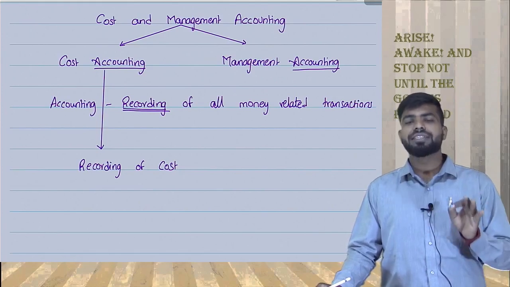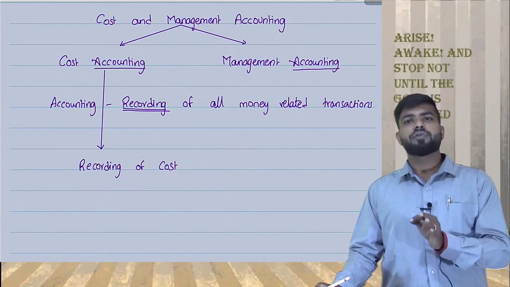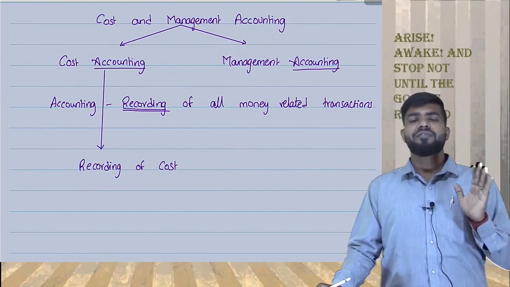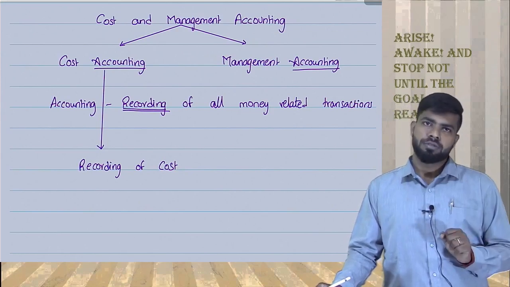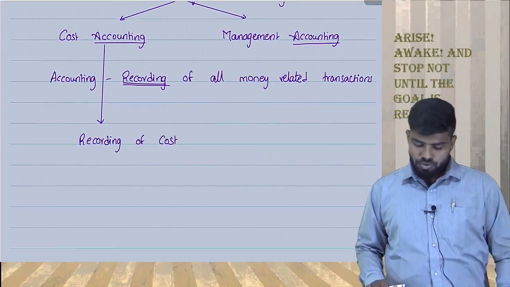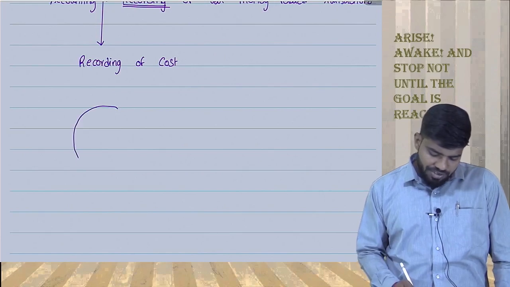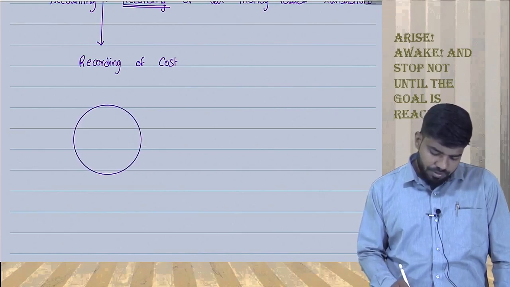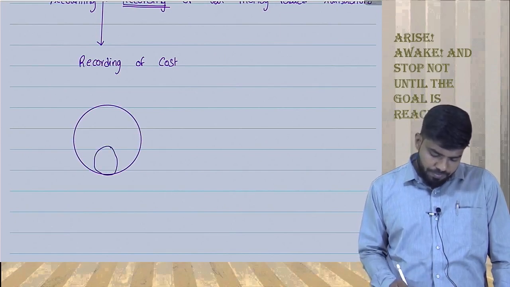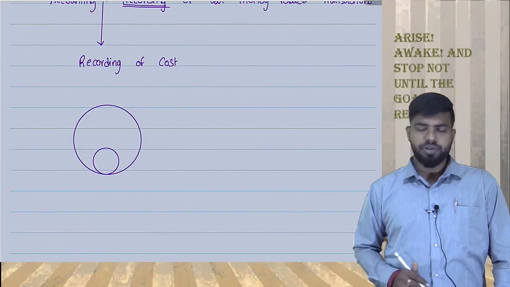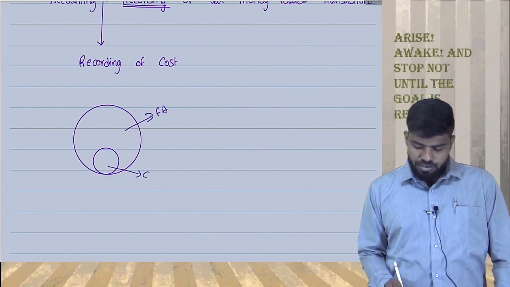Is there any difference? Absolutely, there is a difference between financial accounting and cost accounting. In financial accounting we record all the transactions, whereas in cost accounting we record only transactions related to cost. Are you understanding what I am saying? If you take this much as the financial accounting, out of that, this part is called the cost accounting.